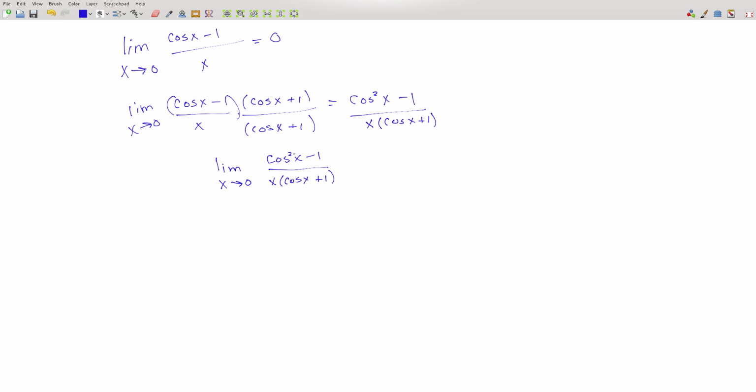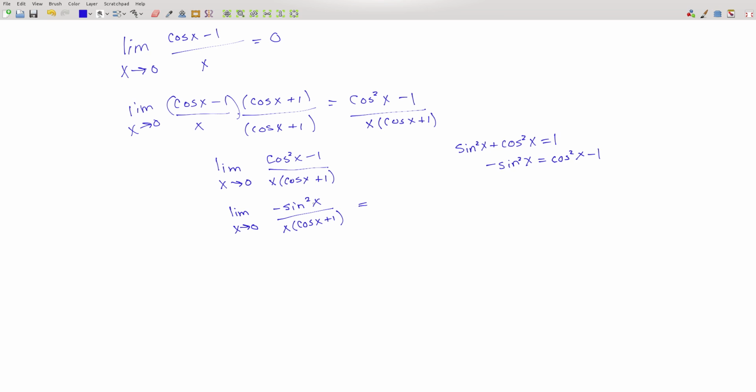Do you recognize what we have up here on top in this numerator? This may help you to remember that sine squared x plus cosine squared x is equal to 1. Do you remember this important identity? And that means if we rearrange this, we'll get negative sine squared x is equal to the cosine squared x minus 1. This is exactly what we have in the numerator over here. Make sure you convince yourself that this is true. So we can rewrite this as the limit as x goes to 0 of negative sine squared x over x times the quantity cosine of x plus 1.